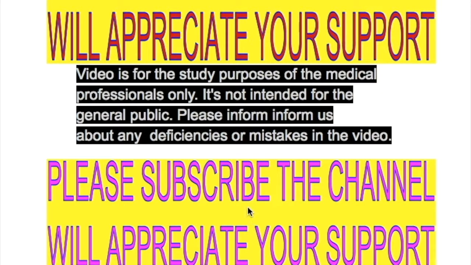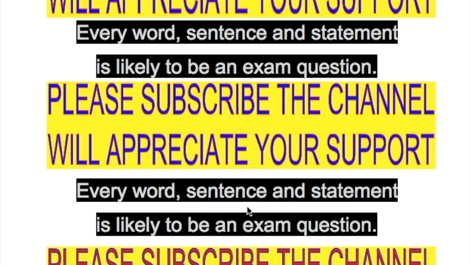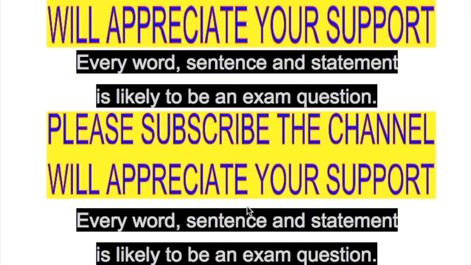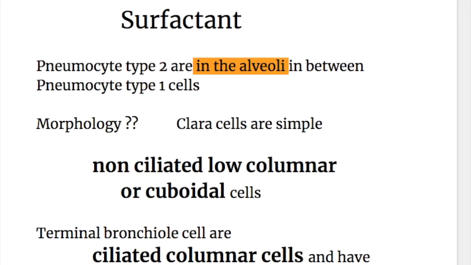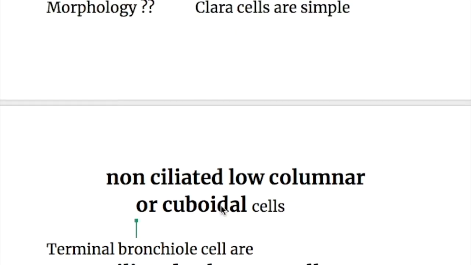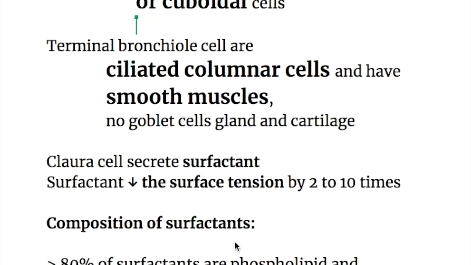In this video, we'll discuss Clara cells and surfactants, their function and the function of the surfactants. Clara cells are pneumocyte type 2 in between the pneumocyte type 1 cells in the alveoli. Pneumocyte type 1 cells are concerned with gas exchange. Clara cells are simple, non-ciliated, low columnar or cuboidal cells, whereas the terminal bronchiolar cells are ciliated columnar cells and have smooth muscles without goblet cells and cartilage.